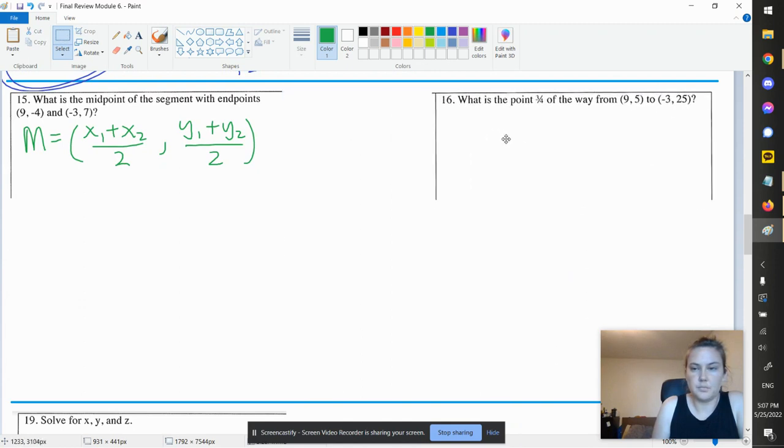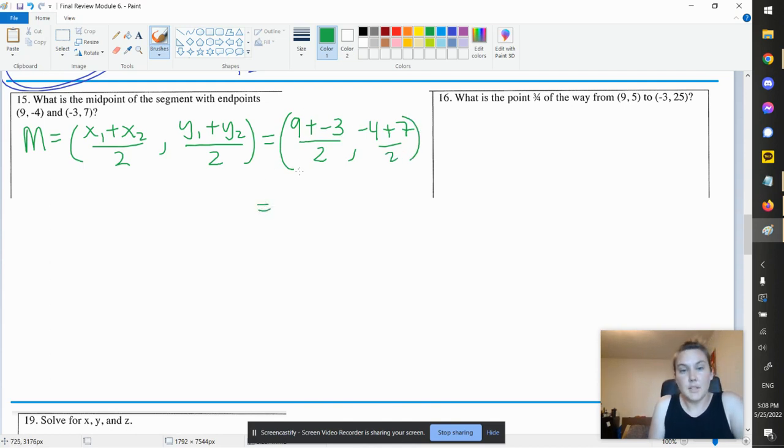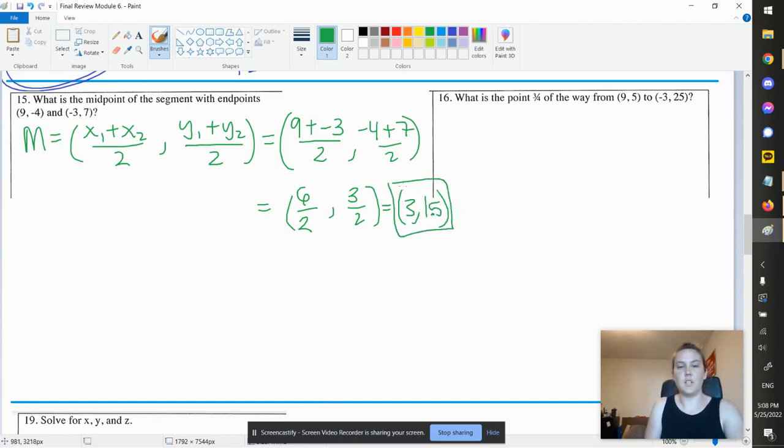Let me move these up. Nice. The midpoint formula says we're going to do 9 plus a -3 over 2, and -4 plus 7 over 2. 9 plus a -3 is 6. -4 plus 7 is +3. 6 over 2 is 3. 3 halves is 1.5. If you like the formula, we're done.